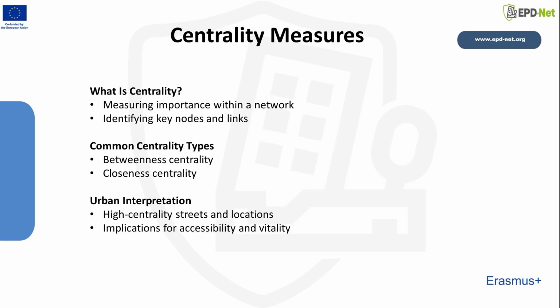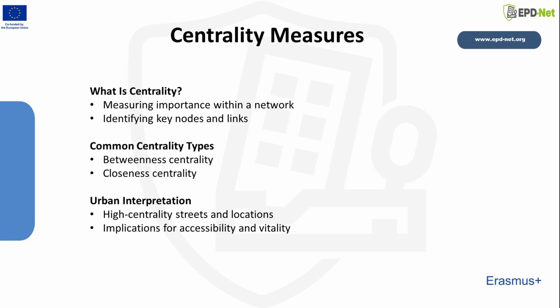Centrality measures are used to evaluate the importance of nodes and links within a network. In urban contexts, these measures help identify streets, intersections, or locations that play a critical role in movement and connectivity. Two commonly used centrality measures are betweenness and closeness centrality.